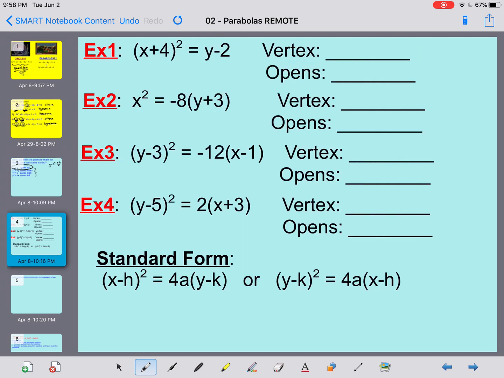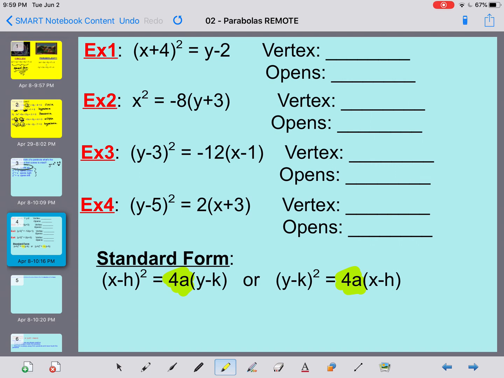All right, so now here are some examples of things in standard form. We're adding more stuff to it. So we've got these two standard form equations down at the bottom of the screen. What we've added is the h comma k, which is going to be your vertex. We've also added this 4a that's out in front.